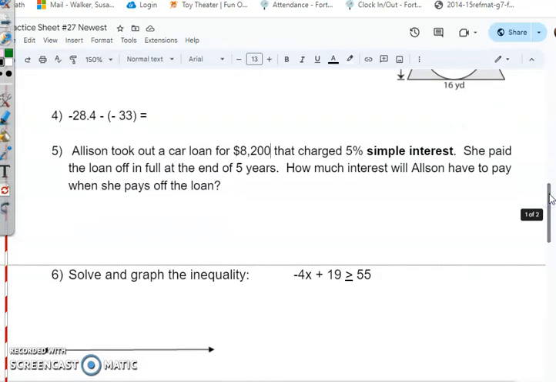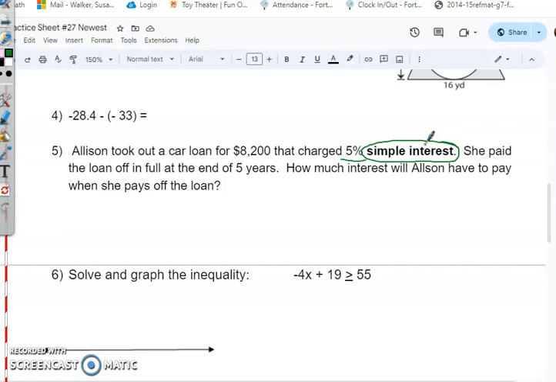Okay. Number 5. We've been doing these for the last few weeks. Let's please make sure we can get this right. I probably will not put this on the next practice sheet. Allison took out a car loan for $8,200 that charged 5% simple interest. That's your key word. It will not be highlighted on a test. You have to be able to pick up on that.